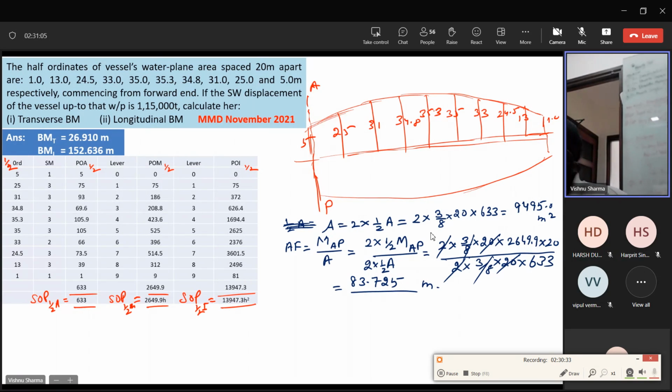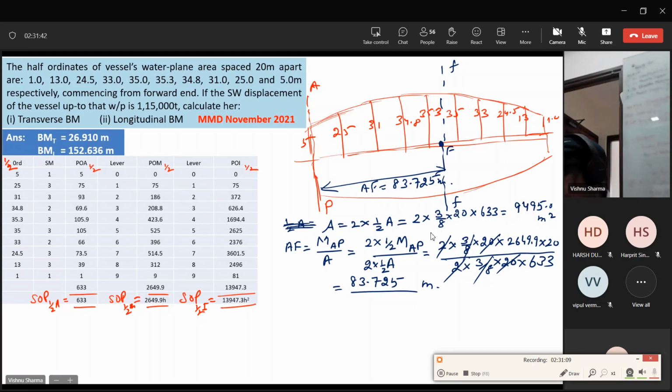Now we have AF. So now, guys, I'll mark center of flotation on the diagram. Each common interval is 20 meters. So from half, 20, 40, 60, 80. That means somewhere here is the center of flotation. And this will be the athwartship axis through it, about which BML has to be calculated. And this is what you have just obtained as AF equal to 83.725. What I've done is I have marked it on the diagram. Do you agree with my marking, beta? Yes, sir.